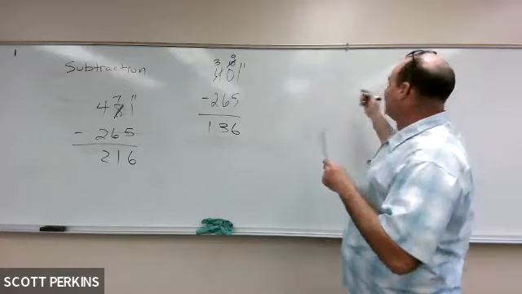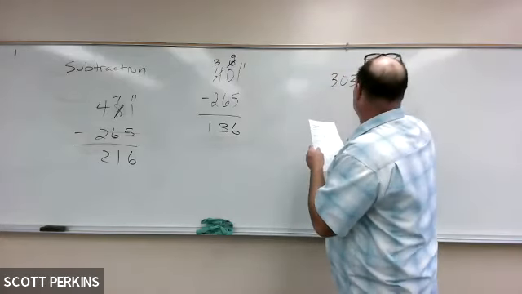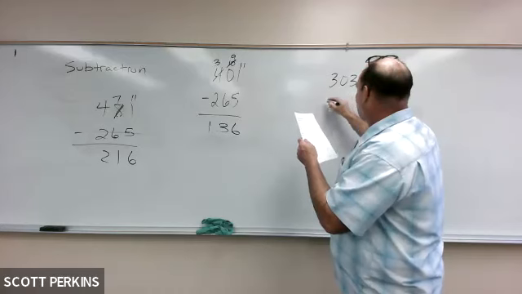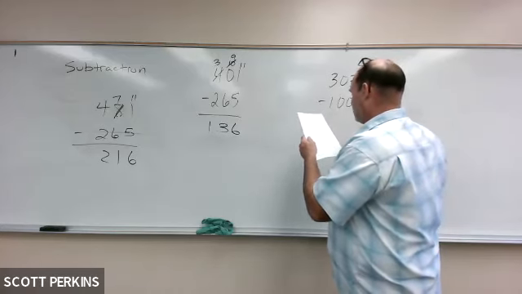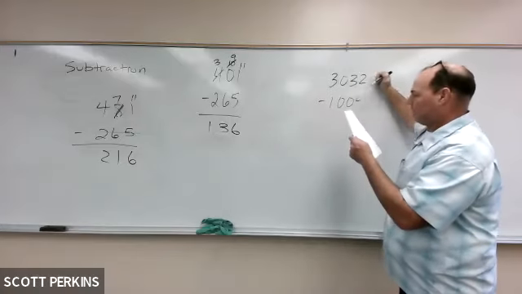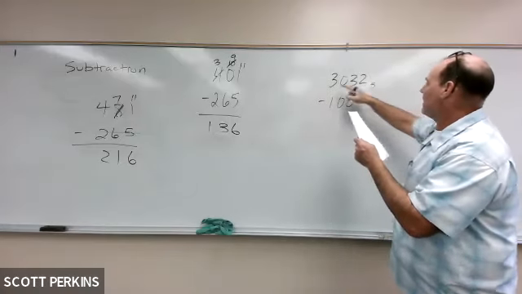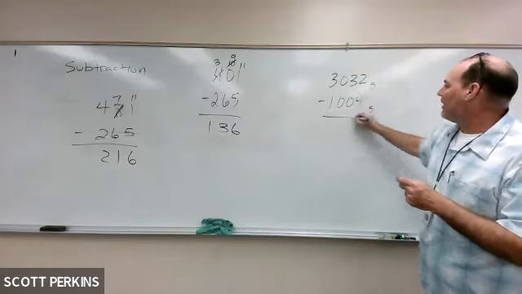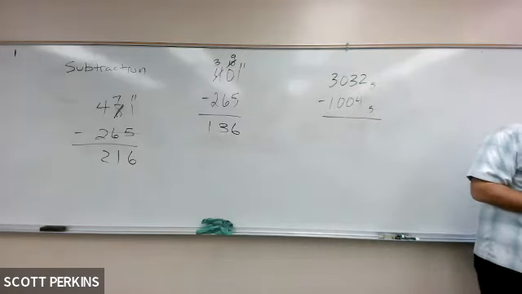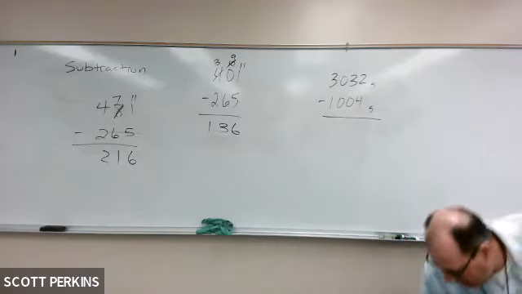Okay, so I've got 3032, this is base 4, and minus 100, minus 10, oh, it's base 5, I'm sorry. I was looking at a different problem. 3032 base 5, minus 1004 base 5. I'll give you a minute because I know I goofed that up. You can write it down.